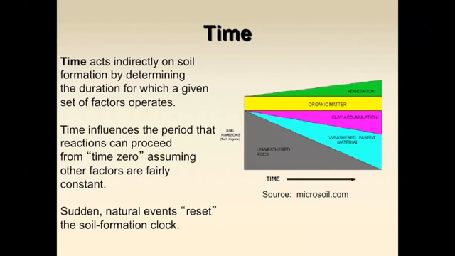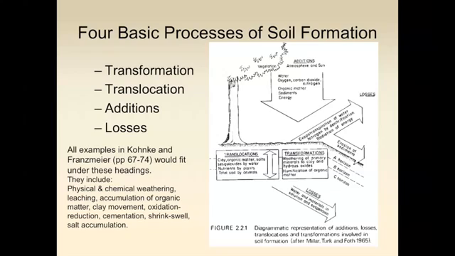So the 5 soil formation factors are parent material, climate, relief, organisms, and then time. And then, of course, we haven't really covered humans, but that will come later. Humans are a huge part of it. So remember that acronym, CLORPT, and that's basically the 5 or 6 soil formation factors, if you will. We'll talk very quickly about the 4 basic processes of soil formation.